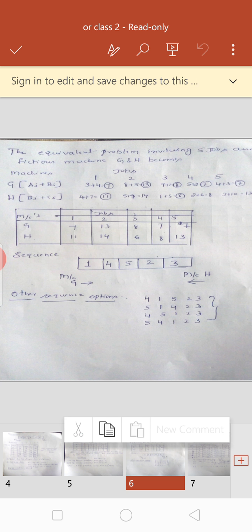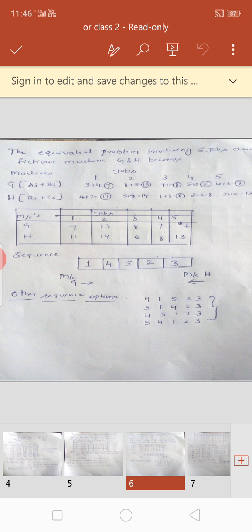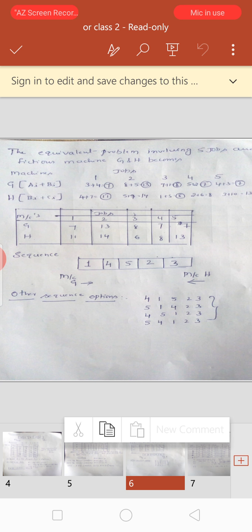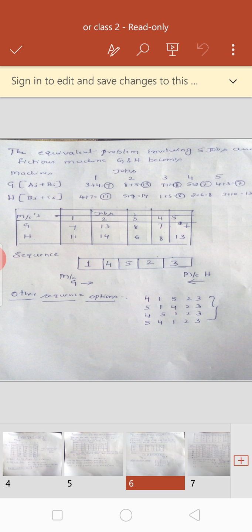Again, don't think that this is the only fixed order. If you go for other options also, you get 3 more options for the sequence order. Those are 4, 1, 5, 2, 3 or 5, 1, 4, 2, 3 as other sequence orders.